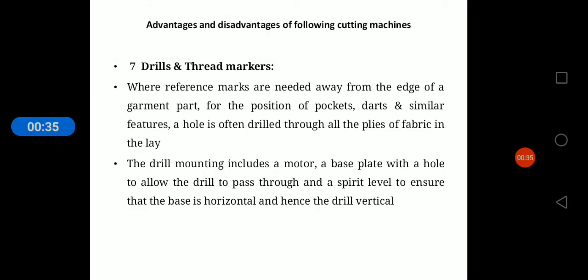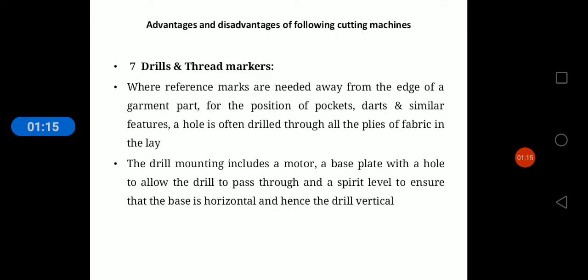So, advantages and disadvantages of the following cutting machines. Drills and thread markers: where reference markers are needed away from the edge of a garment part for the position of pockets, dots and similar features, a hole is often drilled through all the piles of the fabric in the lay. The drill mounting includes a motor, a base plate with a hole to allow the drill to pass through, and a spirit level to ensure that the base is horizontal and hence the drill is vertical.